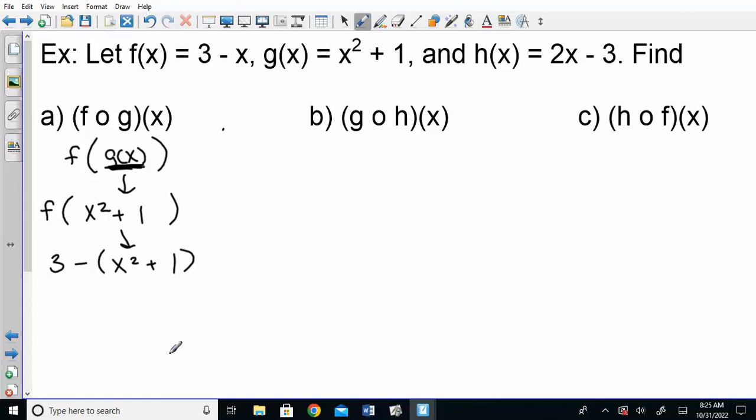Distribute your negative. Distribute the negative, add like terms. So we get 2 minus x squared. Okay, so maybe a little less pretty since you're not getting actual numbers, but it's the same idea. You start on the inside, you get that answer, you plug it into the next one, and we work forward like that.